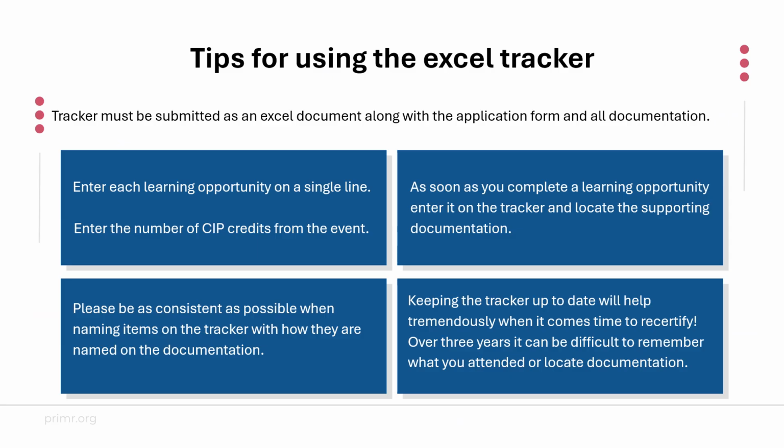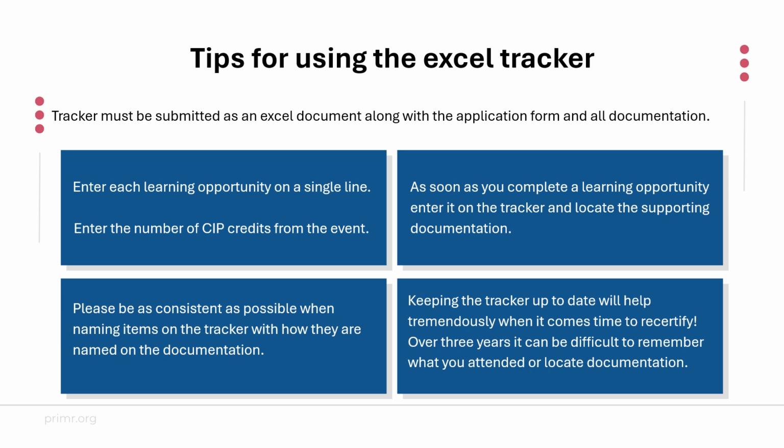Tips for using the Excel tracker. The Excel tracker must be submitted as an Excel document. And to document a conference or another type of event that has multiple sessions with CIP credit, enter it on the tracker as a single line with the number of eligible CIP credits. You do not need to list each individual session on the tracker since the documentation will provide details.